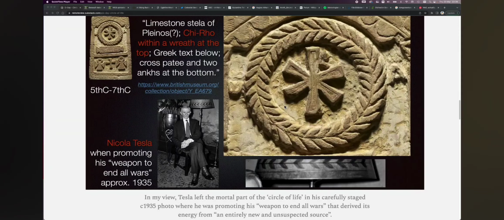So in this presentation, I wanted to decode the last part of the picture that Nikola Tesla, in my view, clearly staged when he was promoting his weapon to end all wars in approximately 1935. So this is the press photo. And the part that is left undecoded, as far as I'm concerned, is the foot of this flower stand, this vase.